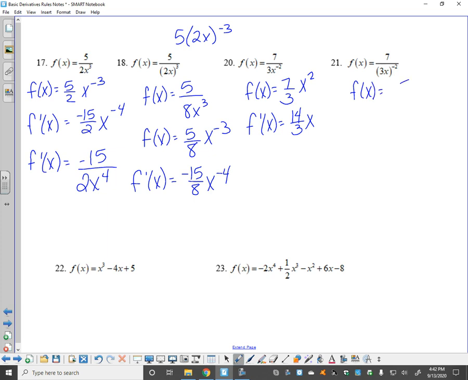So 7 over, okay, now 3 to the negative 2 is not 9. It's a 9 that moves up to the top. And that x to the negative 2 is going to get moved up to the top also. So technically, I have 63x squared. Then I do the calculus, 126x.